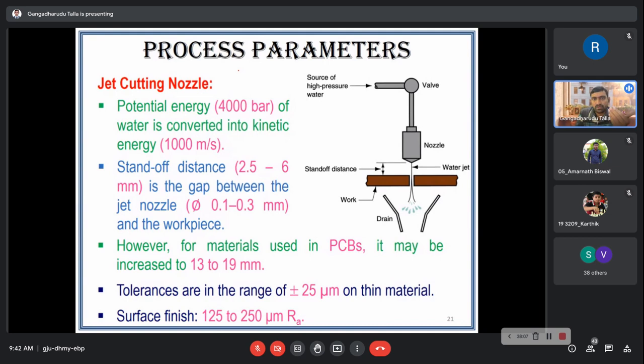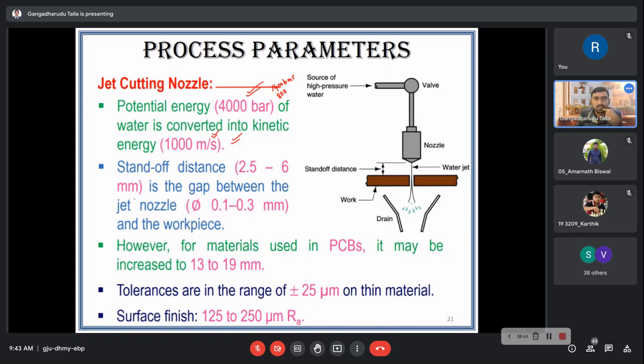So potential energy of water jet is converted into kinetic energy. This is what is happening, and this is the main principle also: pressure is converted to velocity. Now this range is about 4000 bar and velocity is about 1000 meter per second. These are a few typical values only. Earlier we have seen 1400 bar pressure and 800 meter per second like that.